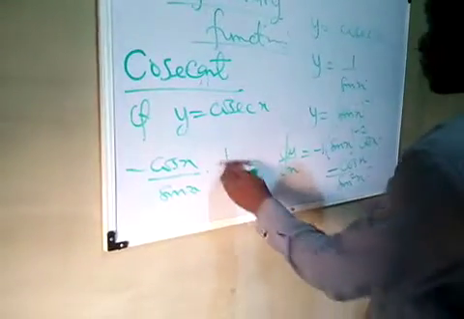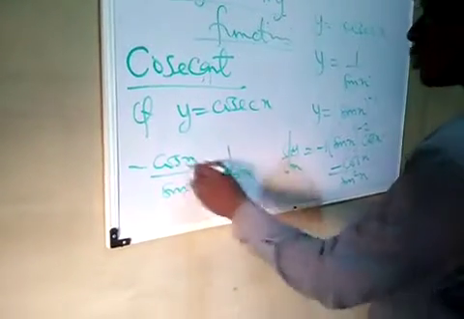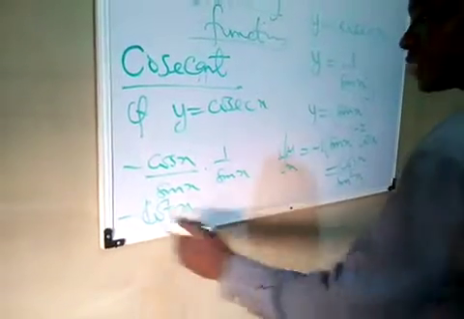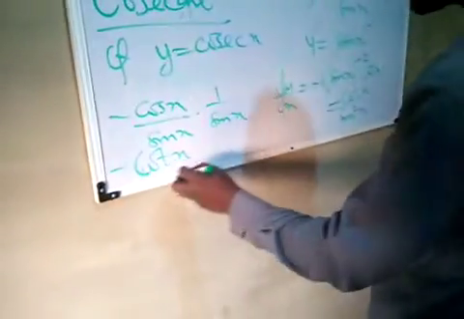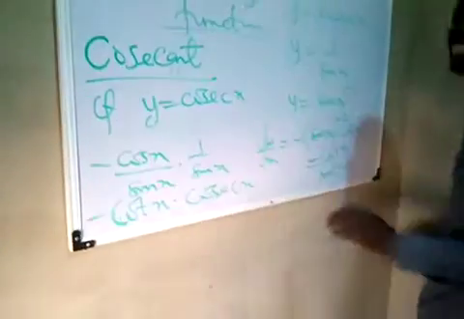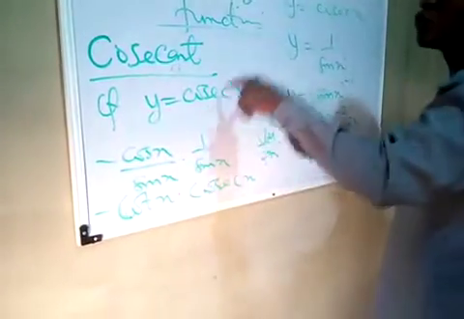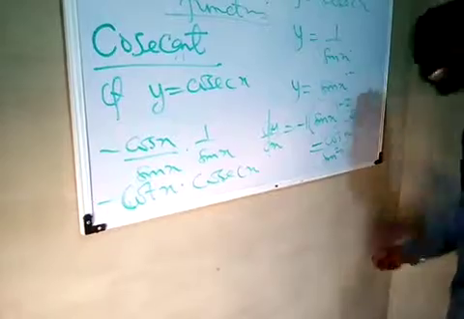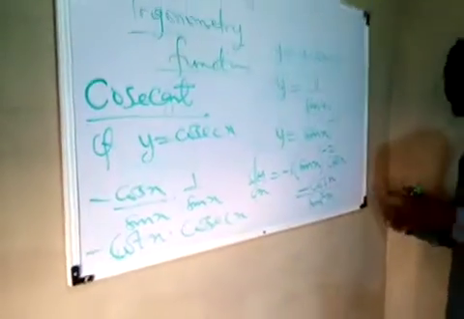So for example, if you have 1 over sin x, you know that 1 over tan x will give us cot x. So 1 over this will give us cosec x. So if you differentiate, if y equals cosec x, dy/dx will be equal to minus cot x cosec x. That is what we are going to have from there.